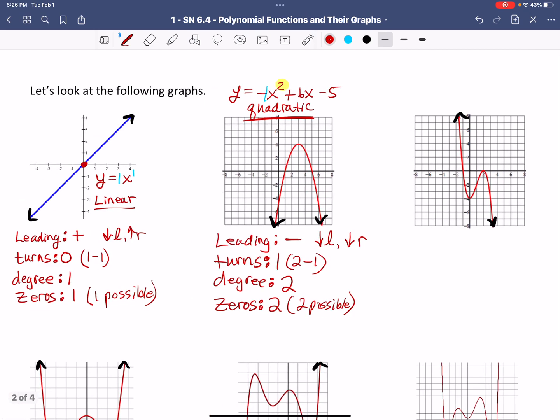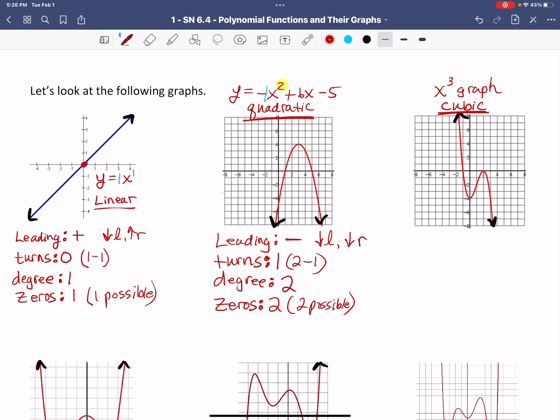For the rest of these, I'm not going to give you the equation. I'm just going to give you the type of equation. So this is an x to the 3 graph. I don't know what the equation is, but it does have a degree of 3. This is called a cubic. We need to know that all equations that have a degree 3 will have a cubic graph.